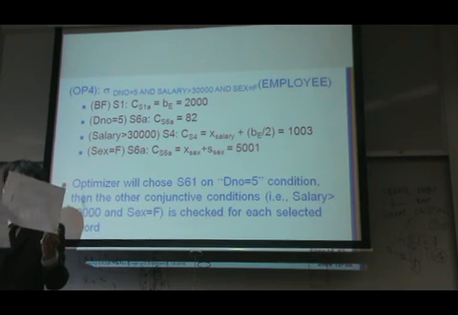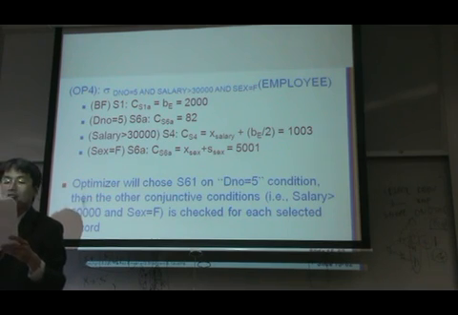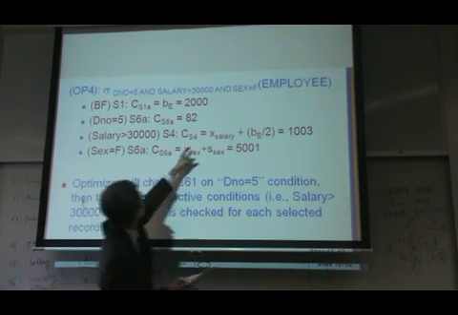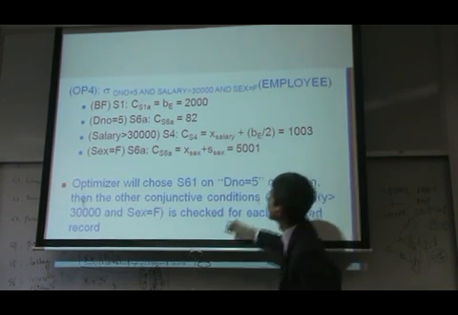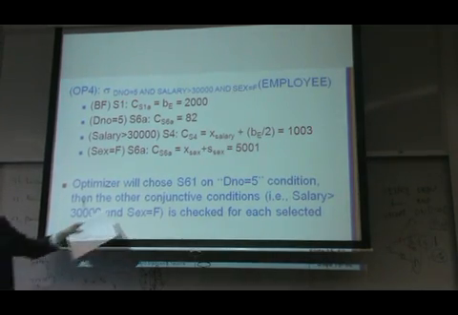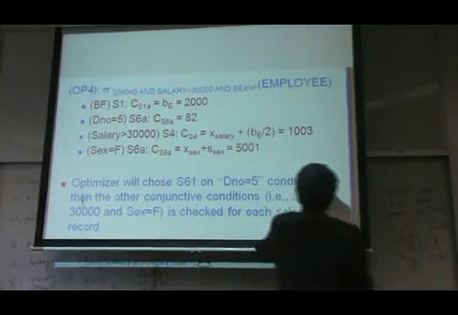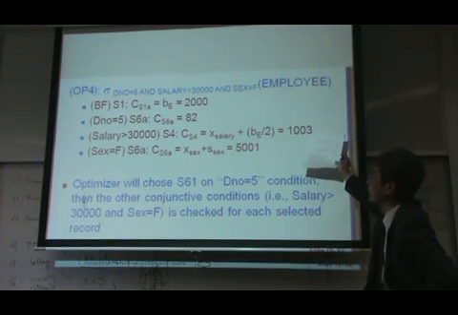Do we have an index for salary? Yes, it's the first one. It's a clustering index. Cardinality is 20 and level is 3. So level is 3, and from this one, the number of blocks is 2000 divided by 2, which is 1003.